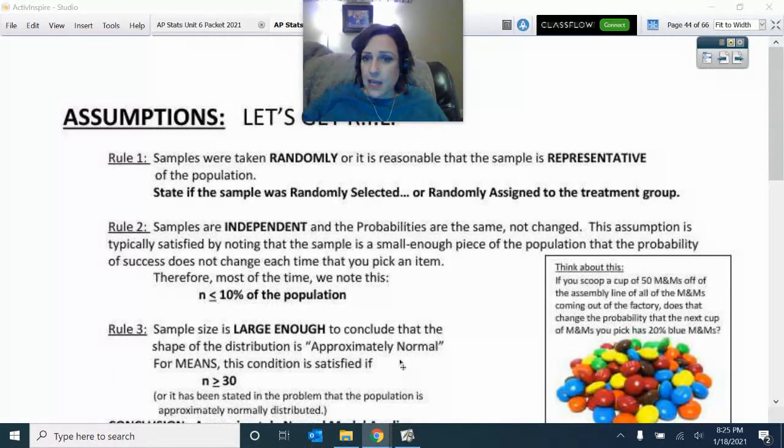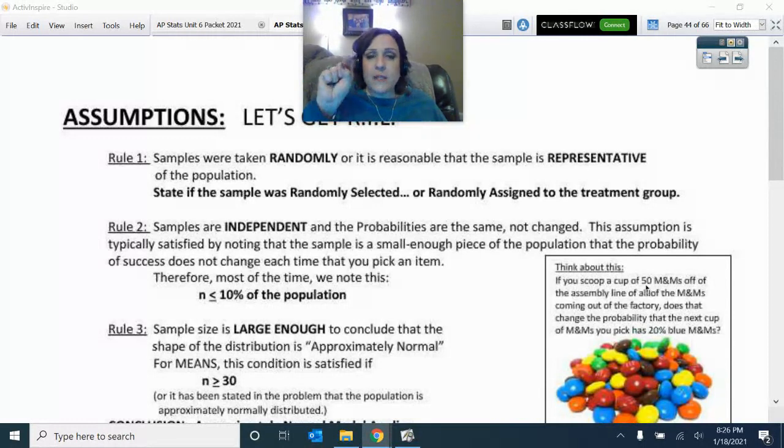For example, here's something I like to have you think about. If you scoop a cup of M&Ms, I want you to think of the M&Ms coming down the assembly line, coming out of the factory. Say you look at the proportion of them that are blue. We know the proportion of them that are blue is about 20% if they came from Cleveland, Tennessee. So now take your cup, scoop it off that assembly line. When you do that and you take out those 50 M&Ms, does that change the proportion of blue M&Ms coming off the assembly line so that the next cup that you scoop out is going to have a different proportion because of what you got in your scoop?